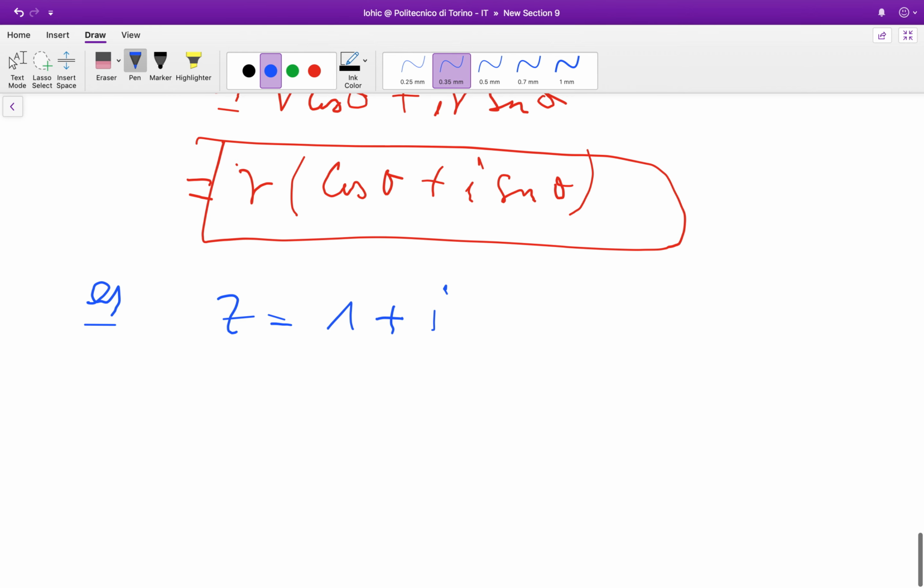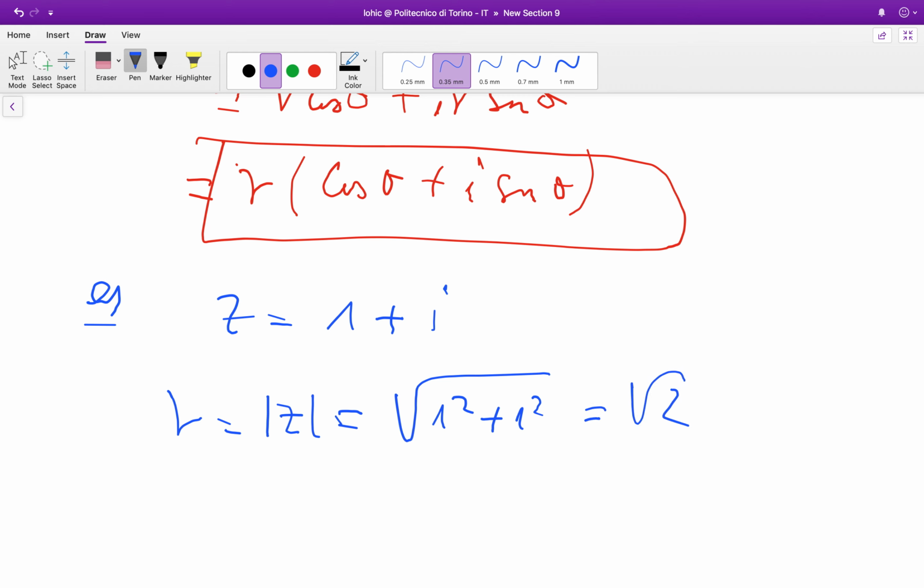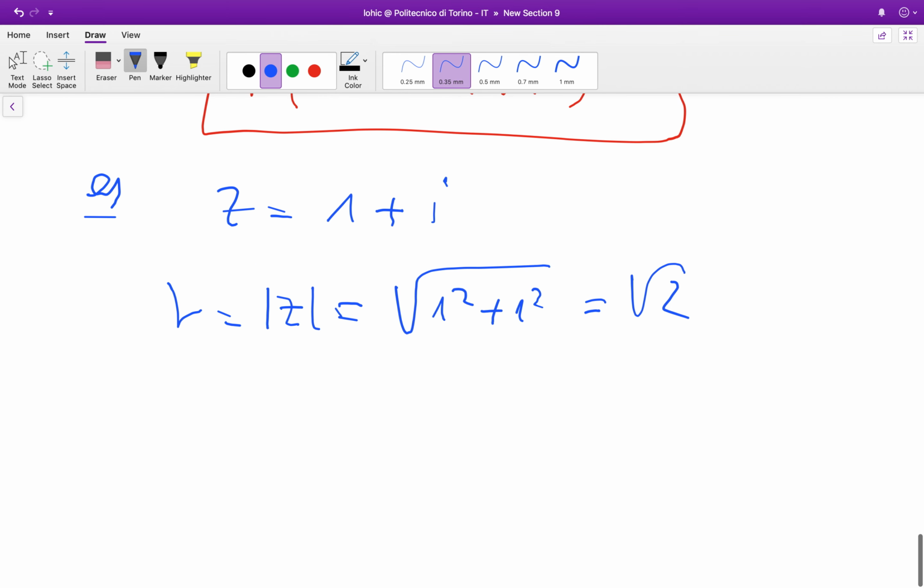Let's find this, the algebraic form. We need the trigonometric form. To find the trigonometric form, we need to find the r. R means the modulus of z, right? And we saw that it is the root of a square plus b square, so 1 square plus 1 square, because I remind you that b is not i, but it's the coefficient of i. So the modulus is root 2. Okay?